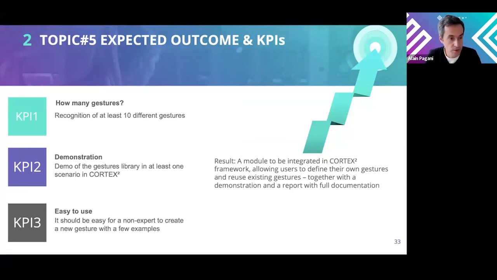So what we will measure is actually different KPIs. The first one is that we want to be able to register a certain number of gestures. Here we have defined a minimum of 10 different gestures. What you need also to do is to demonstrate that it can be used in one scenario that we apply in CORTEX2. And this is the last KPI. We want it to be easy to use, so there is no specific measure, but the aim is that it could be easy to create new gestures within an application or at the time of the development of the application. The result is actually a module that we will integrate to the solution and that will allow for reuse of existing gestures.